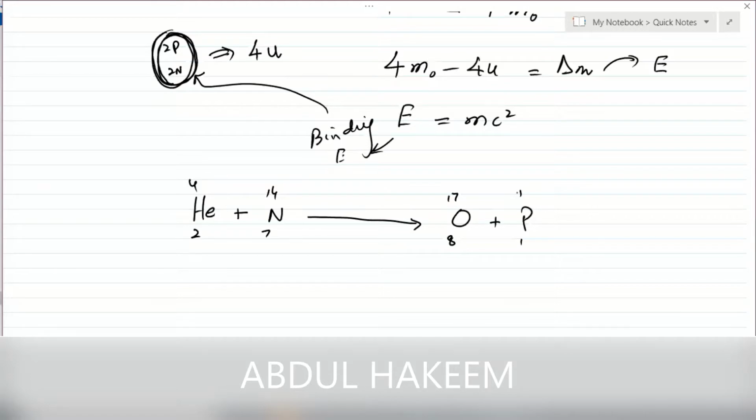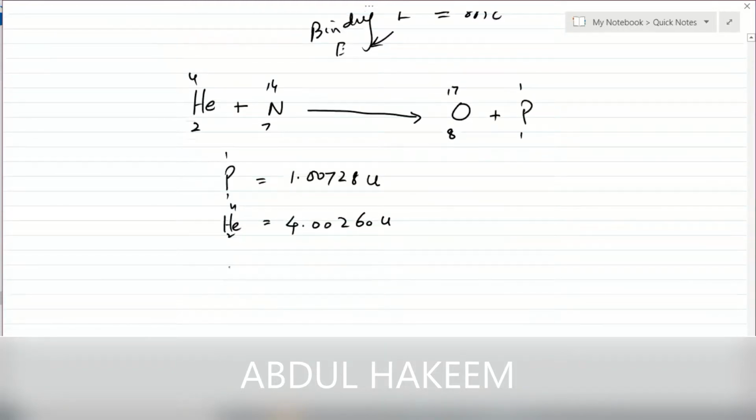Now suppose data says the mass of the proton is 1.00728 U, and the mass of the helium, He 2 4, is 4.00260 U, and the mass of the nitrogen, N 7 14, is 14.00307 U, and the oxygen, O 8 17, not the 16 isotope, is 16.99913 U. What is an isotope? Isotopes are nuclei of the same element having the same number of protons but a different number of neutrons.